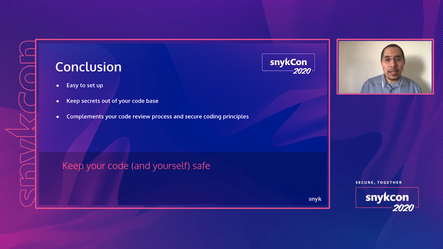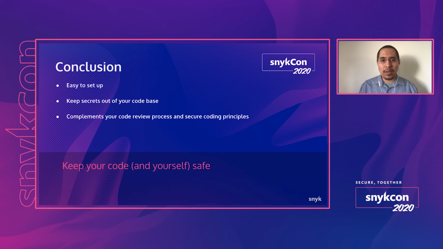So Git hooks are pretty easy to set up. It was a one-line piece of code, as you saw in the example, for a specific secret we're trying to find. It can help you keep your secrets out of your code base. As long as you're checking for the things you want to keep out of there, it'll work well for you. You can also complement your code review and secure coding principles.